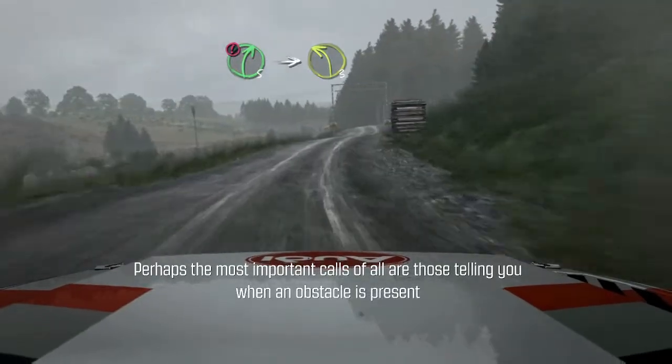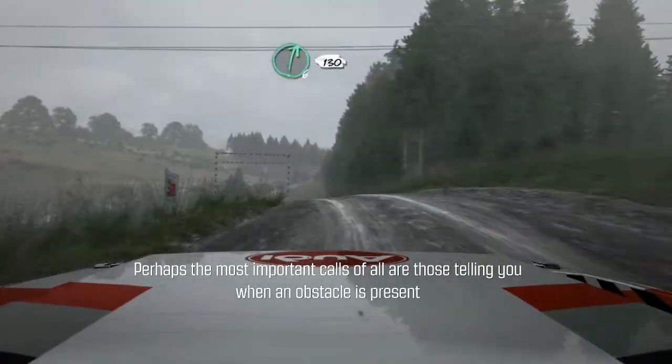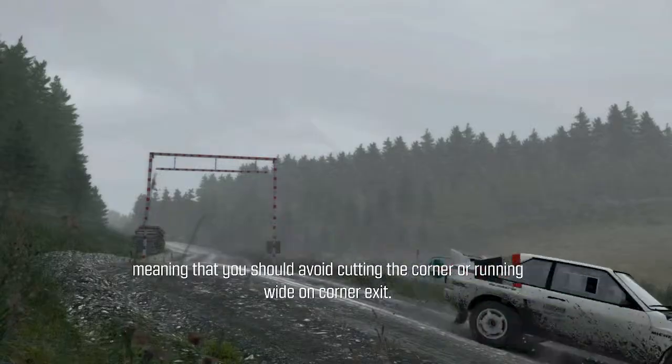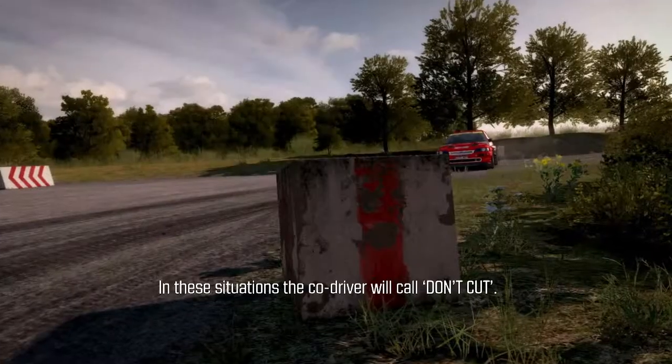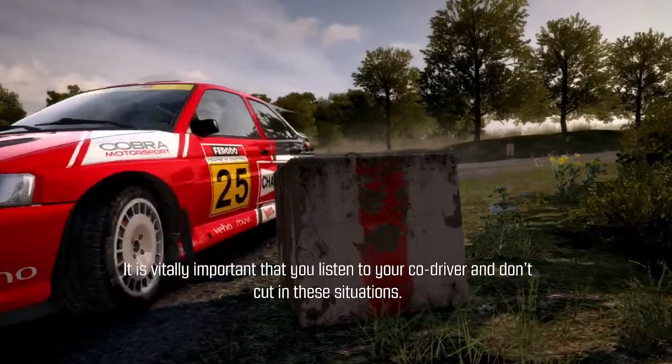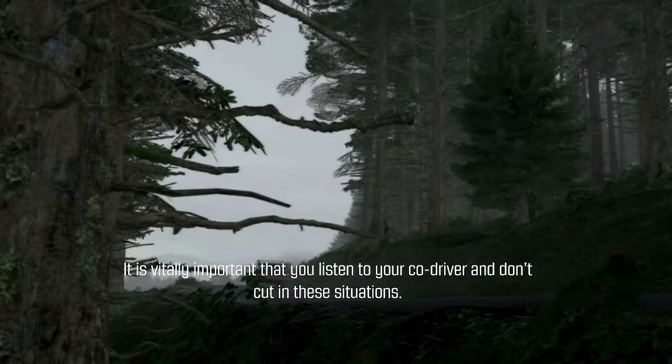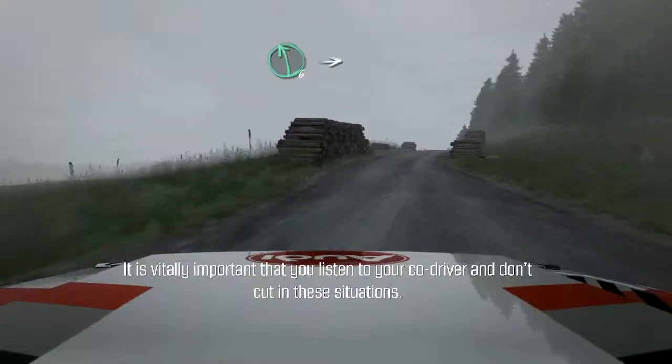Perhaps the most important calls of all are those telling you when an obstacle is present, meaning that you should avoid cutting the corner or running wide on corner exit. In these situations, the co-driver will call "don't cut." It is vitally important that you listen to your co-driver and don't cut in these situations.